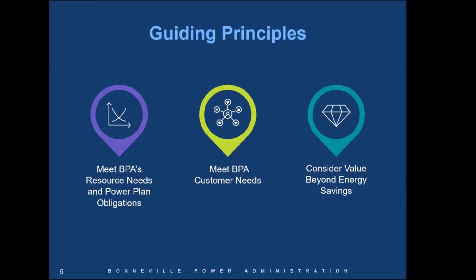So one way that we, for example, aligned with resource program needs was putting a lot of emphasis on residential HVAC and water heating measures. These aligned well with the needs that BPA's system exhibited. Their load shapes aligned well with BPA's needs.